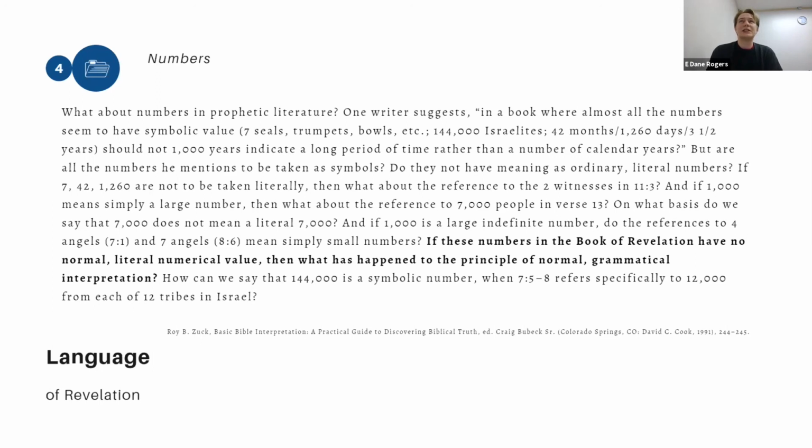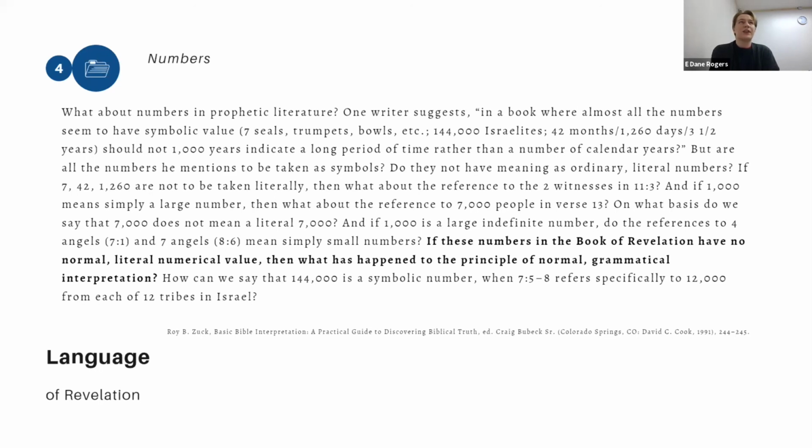One writer suggests, in a book where almost all the numbers seem to have symbolic value, 7 seals, trumpets and bowls, etc., 144,000 Israelites, 42 months, 1,260 days, 3.5 years. Should not the 1,000 years indicate a long period of time rather than a number of calendar years? But are all the numbers he mentioned to be taken as symbols? Do they not have meaning as ordinary literal numbers?